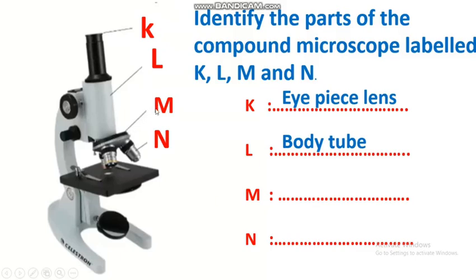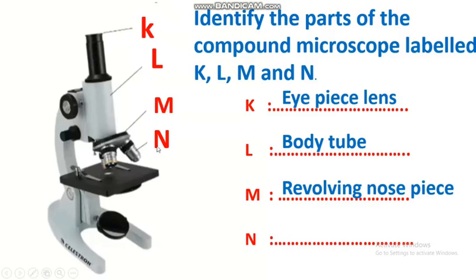Okay? So let us look at the part labeled M. What is the name of the part labeled M? So the part labeled M, this is called the revolving nose piece, okay, which is also being supported by the body tube right here. So what is the function of the revolving nose piece? The revolving nose piece supports the objective lens and is rotated to bring the lens of desired magnification into position. That is the function of the revolving nose piece.